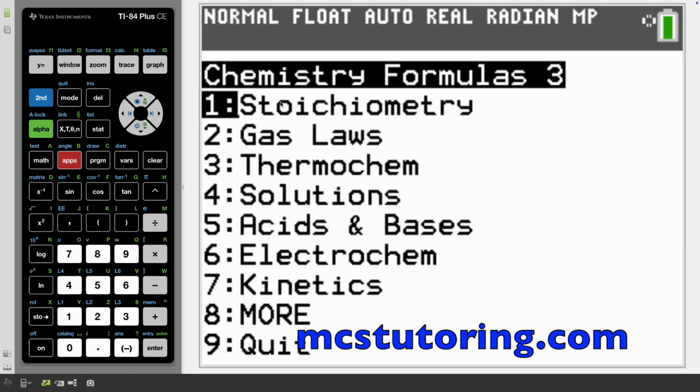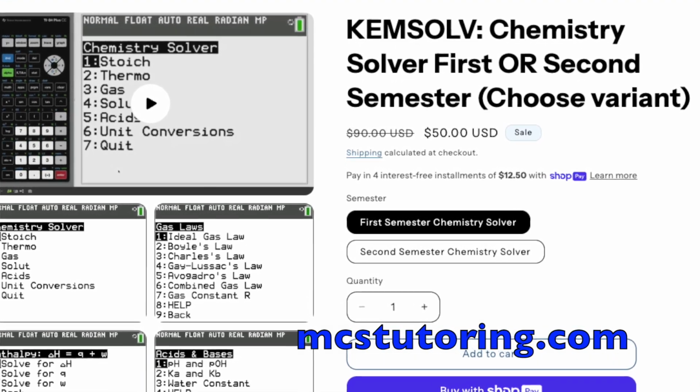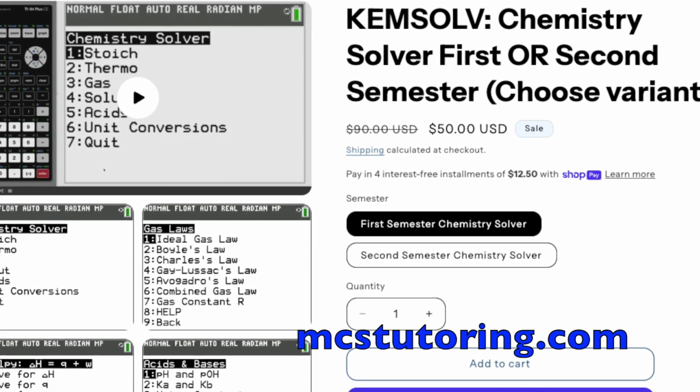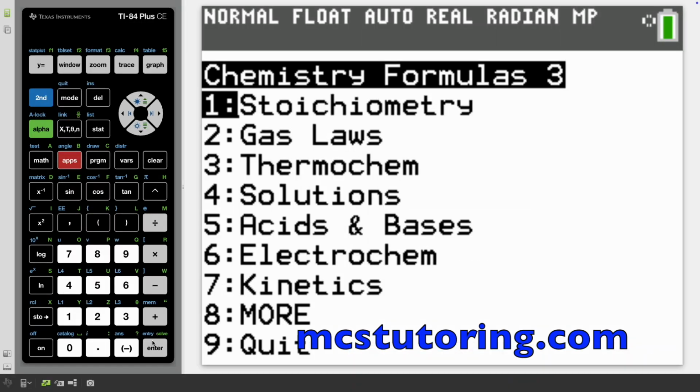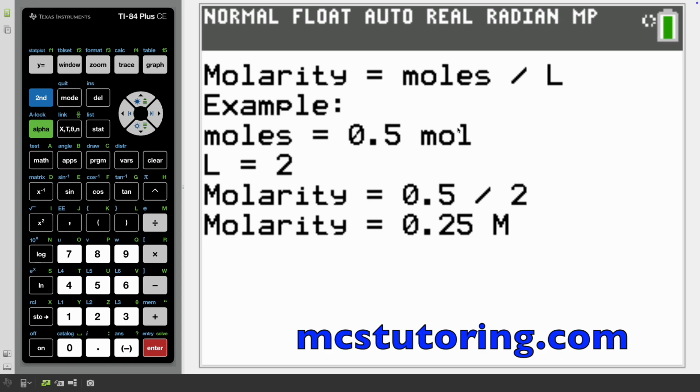Okay, just so you know, we do have solver programs for chemistry. We've got two solver programs that will solve pretty much everything you see here. This is only a formula program, so if you just need help and want to see the formulas, like say for molarity, let me give you an example. So this is what this program does. It shows you, hey, this is the formula, molarity equals moles per liter. And here's an example. We've got 0.5 moles, we've got 2 liters. This is how you calculate the molarity, and it gives you the solution to the sample problem with numbers.